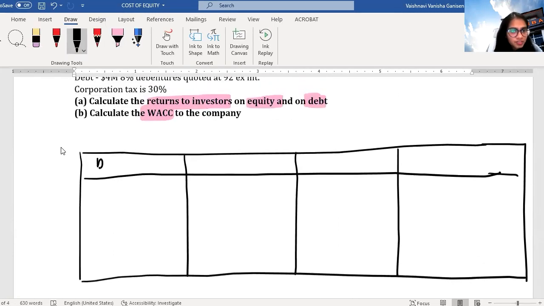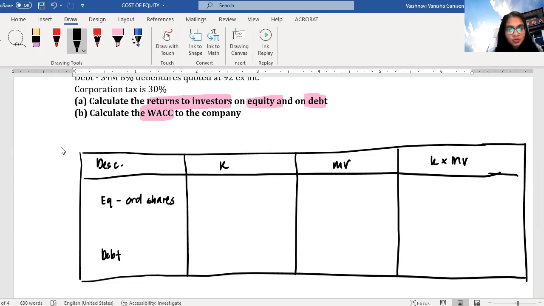Okay, so description. K, so remember I say cost is K and I'm not going to say cost anymore. MV, KMV. So equity, or you can say ordinary shares. And then you have debt.